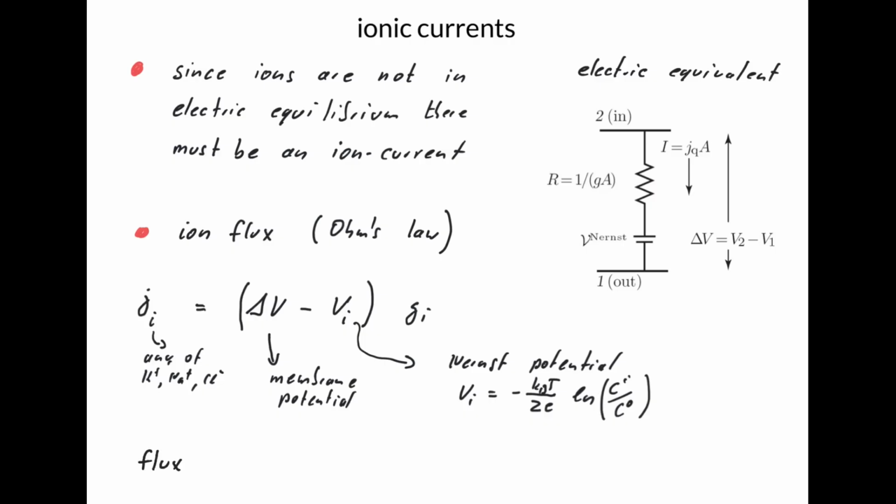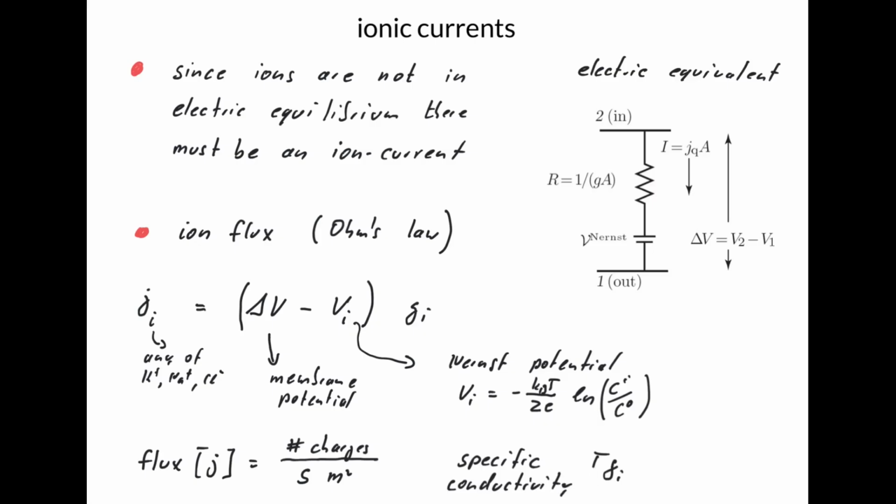Now it's good to briefly check the units. The units of the flux J is the number of charges per second and square meter that is traversing the membrane. Hence the specific conductivity, Gi, has the units of 1 divided by ohm and square meter.